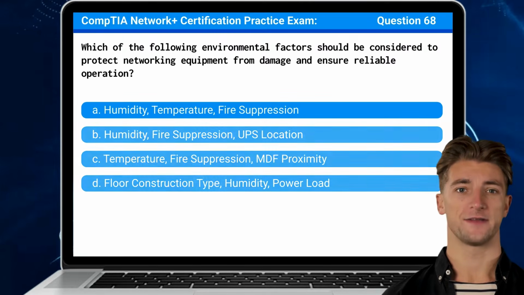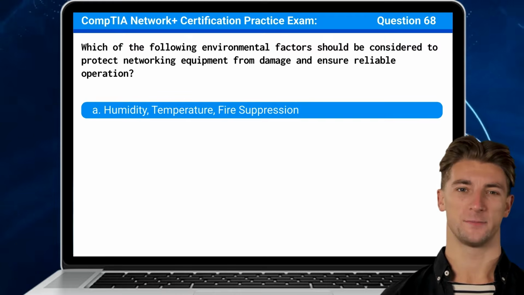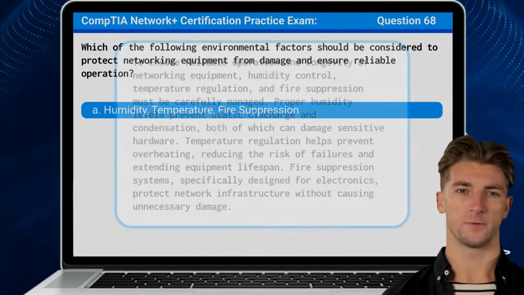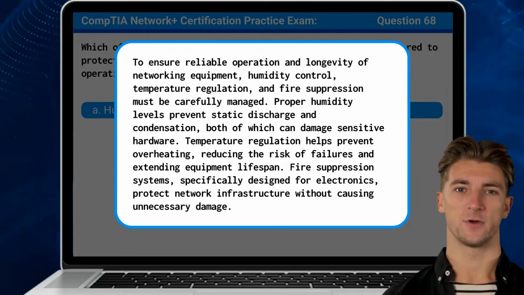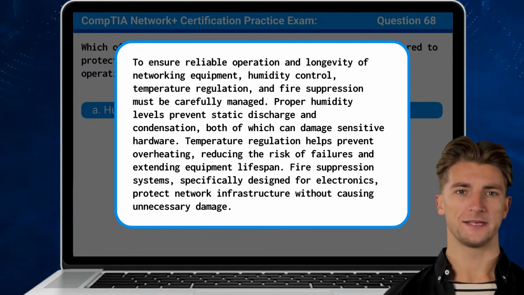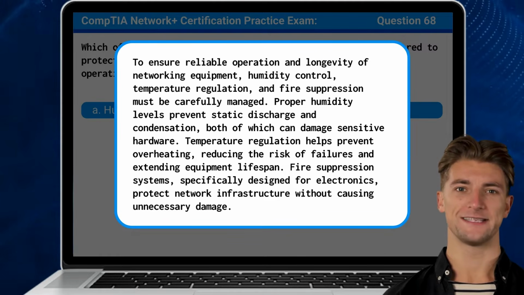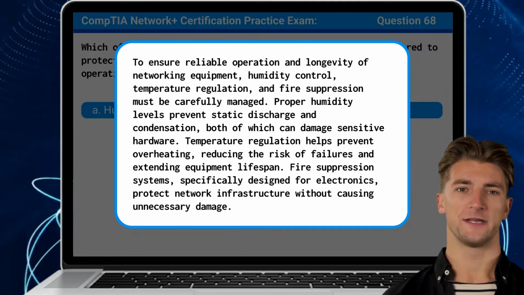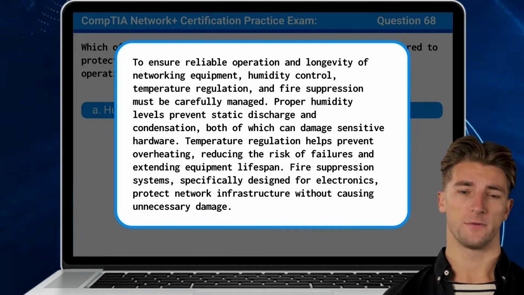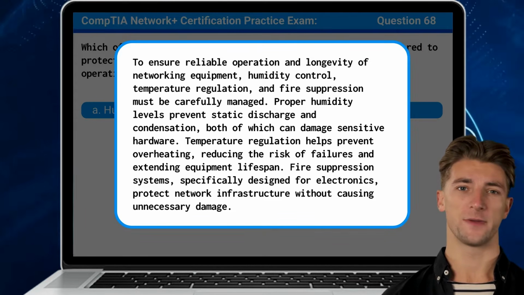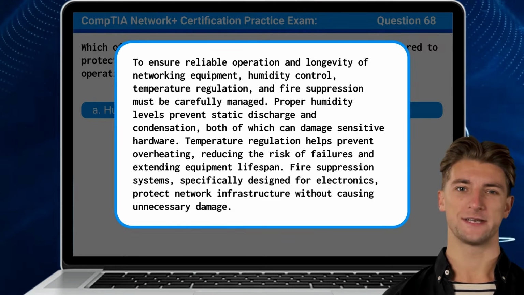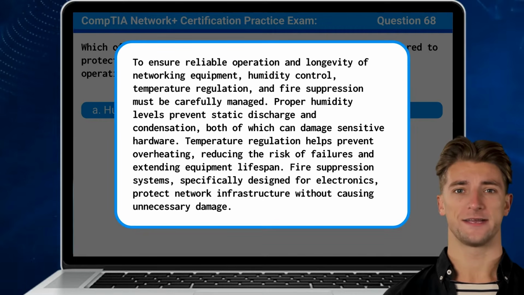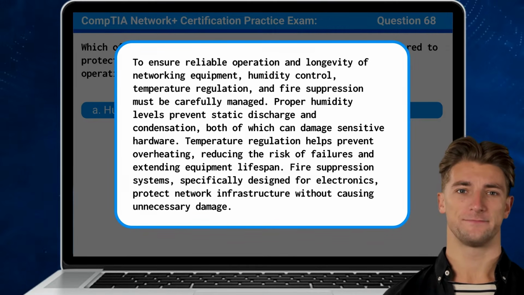The answer is A. Humidity, temperature, and fire suppression. To ensure reliable operation and longevity of networking equipment, humidity control, temperature regulation, and fire suppression must be carefully managed. Proper humidity levels prevent static discharge and condensation, both of which can damage sensitive hardware. Temperature regulation helps prevent overheating, reducing the risk of failures and extending equipment lifespan. Fire suppression systems, specifically designed for electronics, protect network infrastructure without causing unnecessary damage.